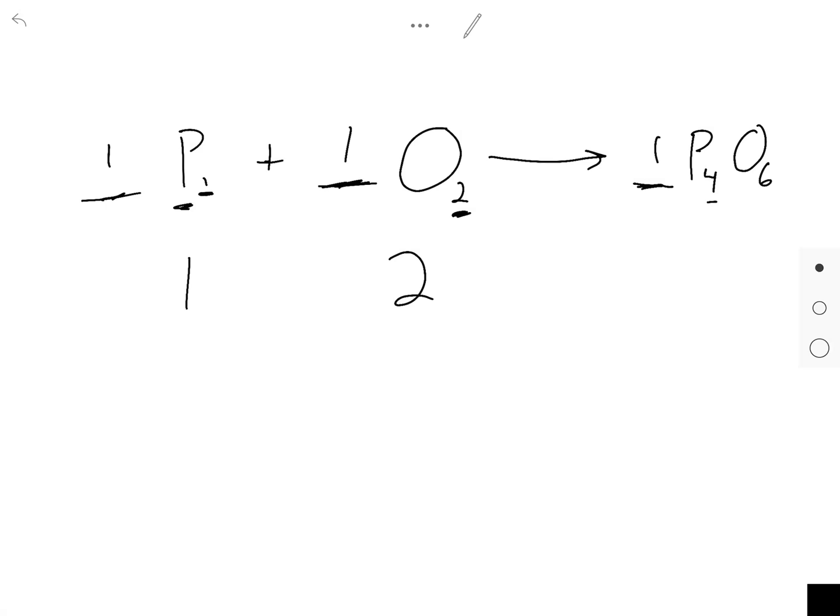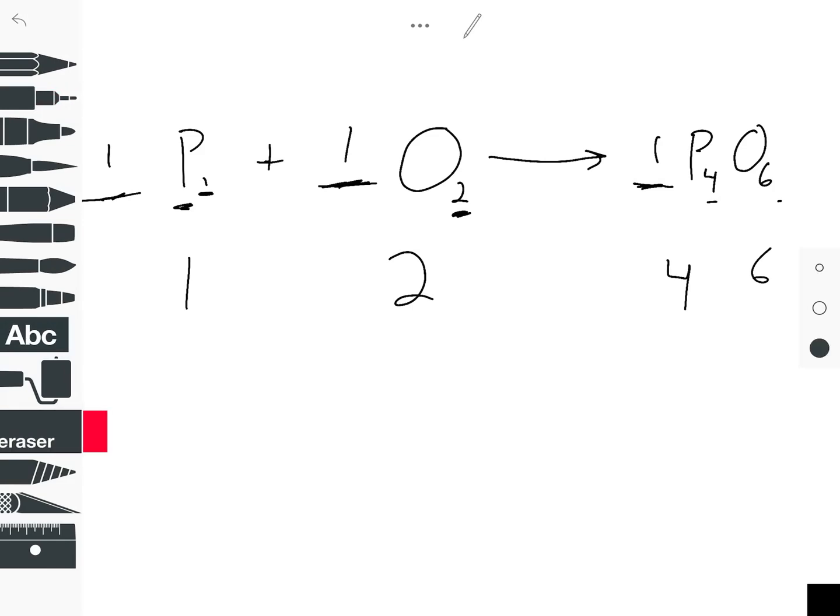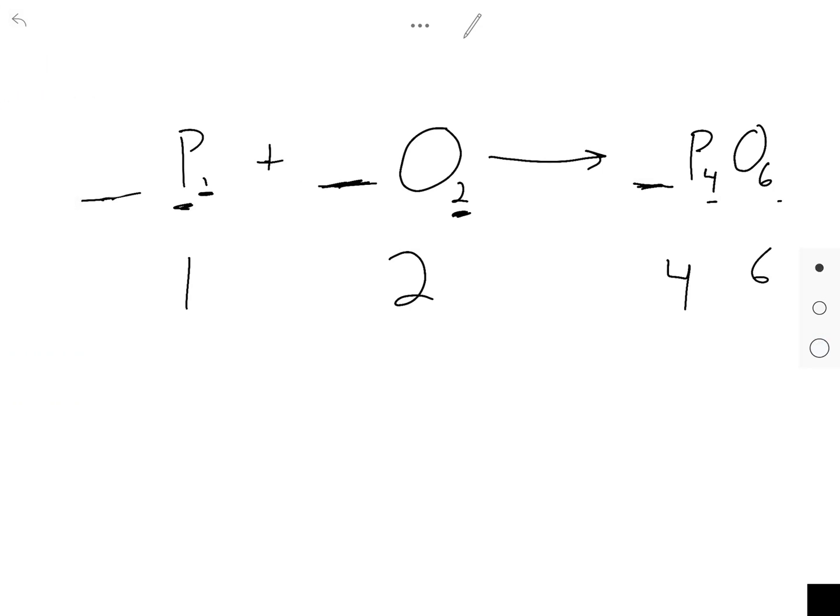Then we have nothing written here, so we know it's a 1. And then this is a 4 and this is a 6. So 1 times 4 is 4. And then 1 times 6 is 6. Okay. So we got a major balance problem here. We got 1 phosphorus, 2 oxygen, and then 4 phosphorus and 6 oxygen. Okay, so we're going to have to figure out how we can balance this thing. So let me erase these right here. Okay. So let's figure this out.